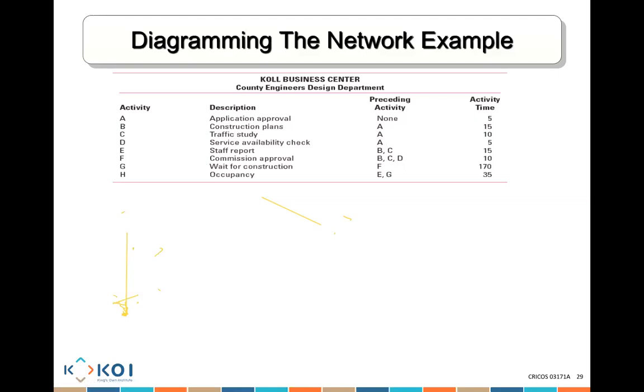Then after B and C, what comes after B and C? E. Okay, that's correct. And then after B, C, and D, we have F. And after F, we have G. And after E and G, we have H.